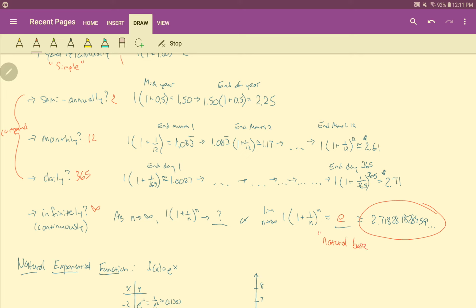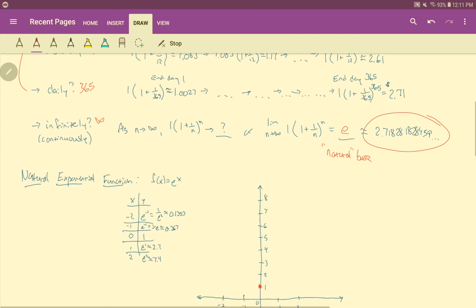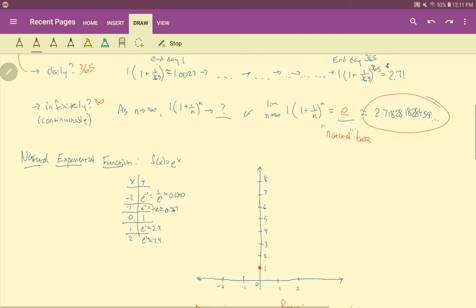Natural because it shows up in nature, and also because it's got some very interesting properties in calculus, specifically for the natural exponential function, where we take that e and raise it to the x power. Its slope, its rate of change, is the same as the value of the original function, which is unique to e to the x and only e to the x.